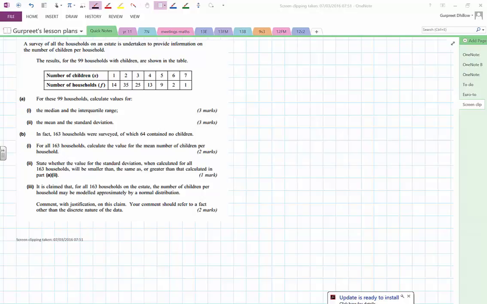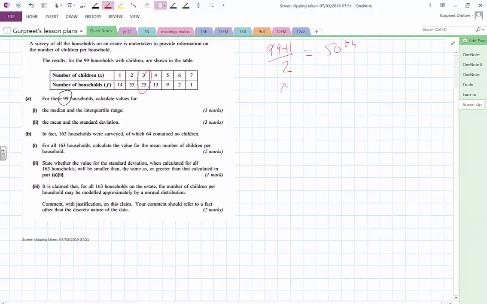So for the median and interquartile range, you've got 99 objects as is indicated here. And what we want to do is find a median, so we want to find the (99 plus 1) divided by 2, the 50th place. So you do a running total, 14, add 35, add 25 and so on. And the 50th ends up being in this category here, because 14 add 35 is 49, so the 50th person is going to be in the next category. So the median is 3.